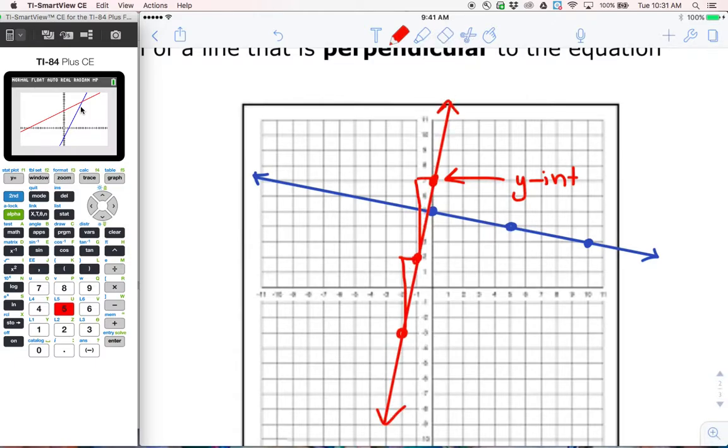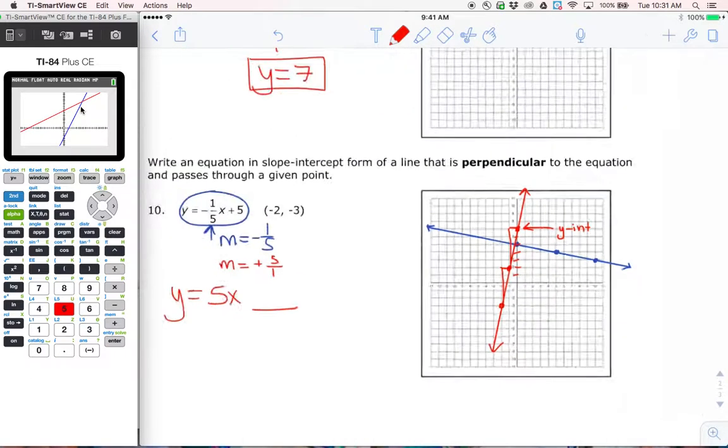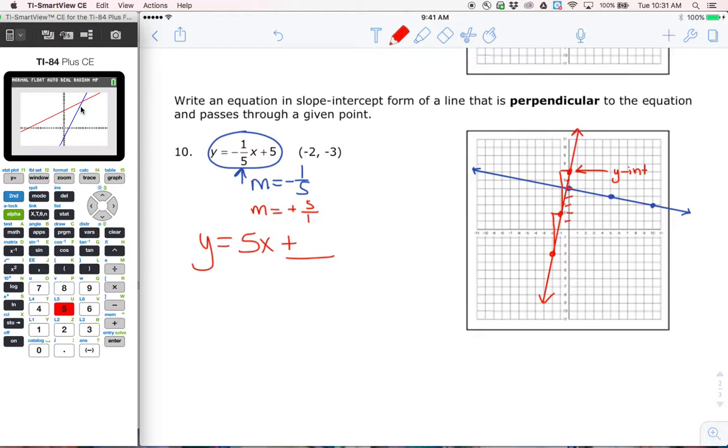What's the y-intercept of my new line? Let's see, 1, 2, 3, 4, 5, 6, 7. That is going to be 7. So that's a positive 7. This is my equation. I knew the slope because it's the opposite reciprocal of the given, and I graphed it to find the y-intercept. I used the initial point and the slope to find the y-intercept.